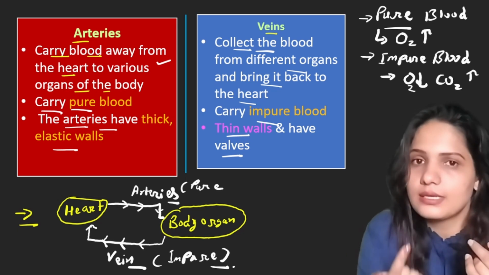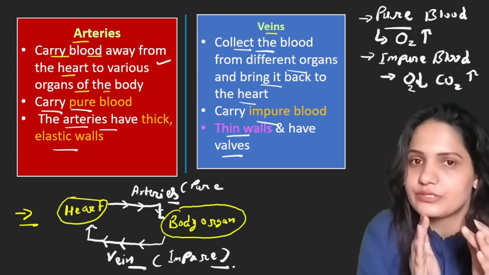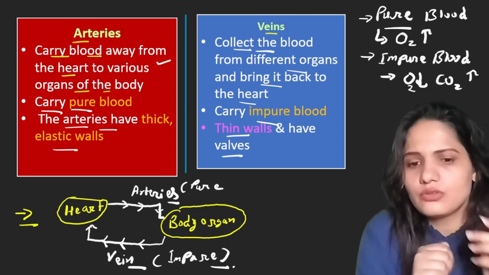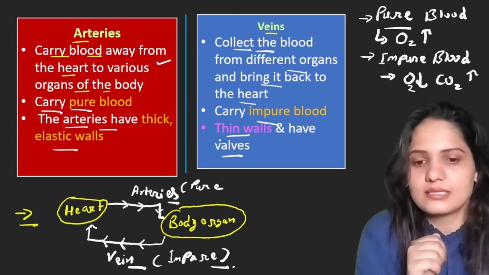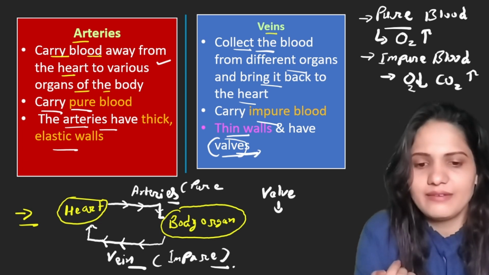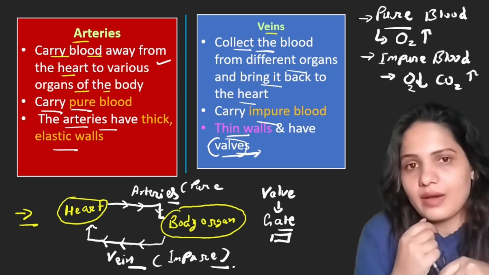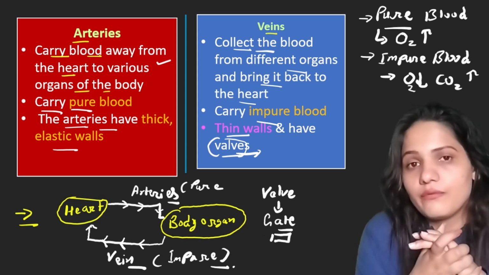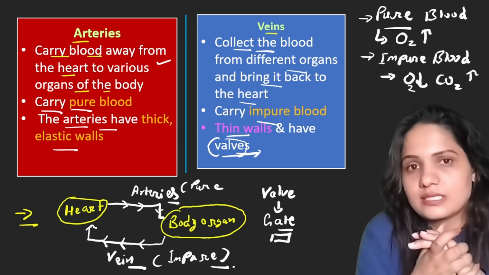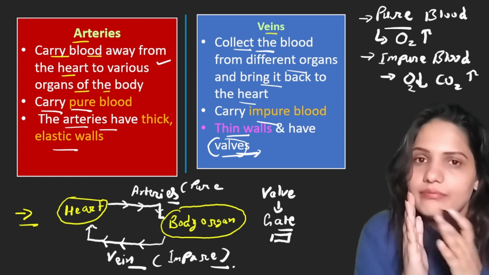Also, they have elastic walls to resist the high pressure of blood. In the case of veins, we have this extra property, valves. What does this valve do? It is a gate-like structure. Now, why are valves present in veins? Valves are present to prevent the backflow of blood.